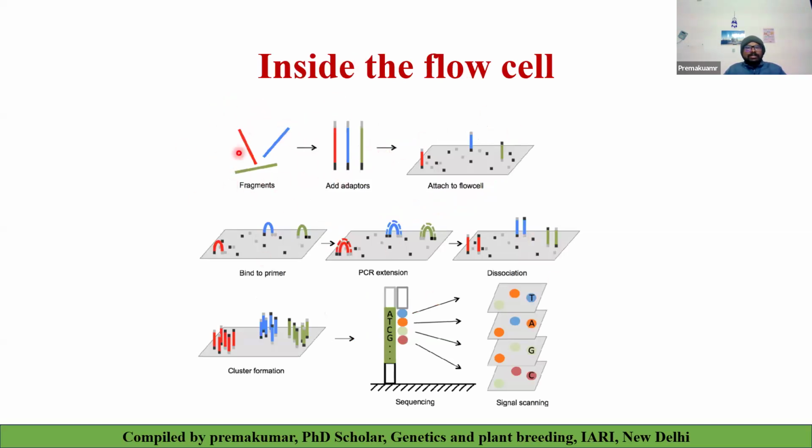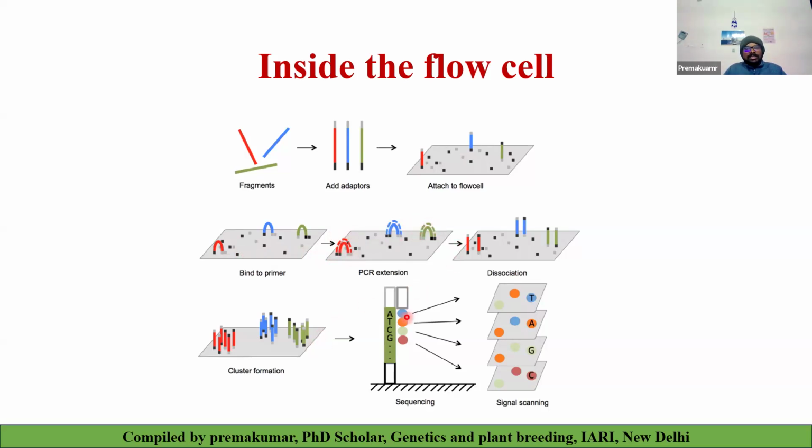First, you have the fragments. You add an adapter to each fragment. Then there will be the flow cell, where each adapter will go and bind. Then what happens? There is a primer. They will bend like this and attach. Next to that there will be another one. Then the DNA polymerase will amplify. This is called bridge amplification.